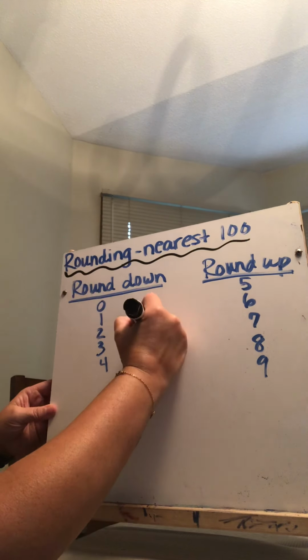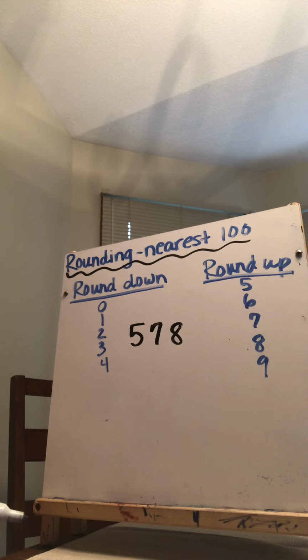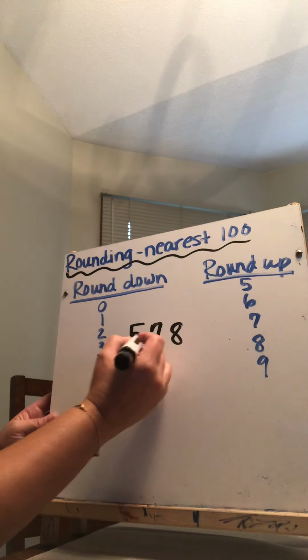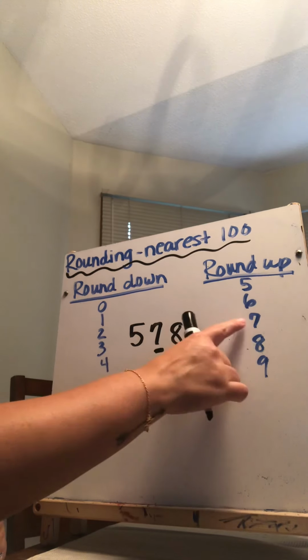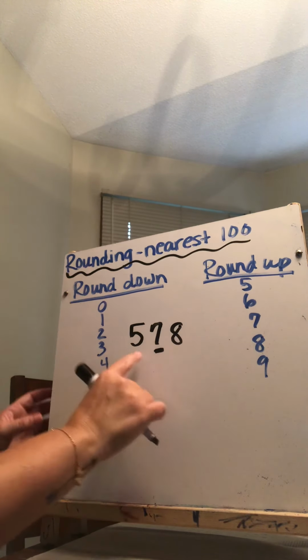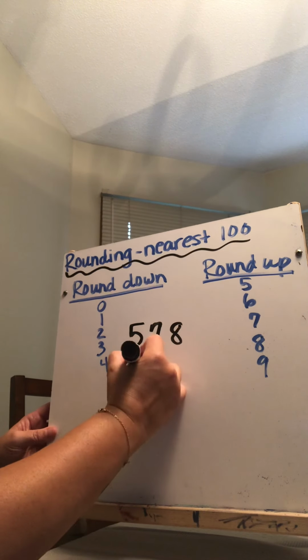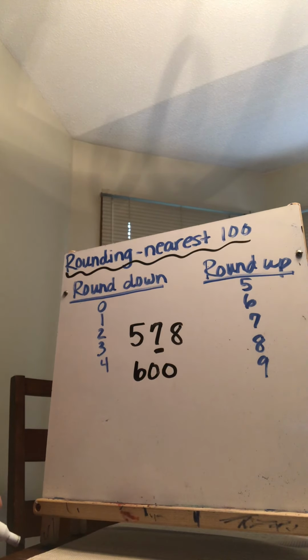So if I have the number 578, I need to think, what 100s does 578 come between? It comes between 500 and 600. So I want to look here at my 7 because that's the number in the tens place. I can refer to my chart. 7 means I'm going to round up. So my 5 is going to become a 6, and then both of my numbers in the tens and ones will be zeros. Let's try one more.